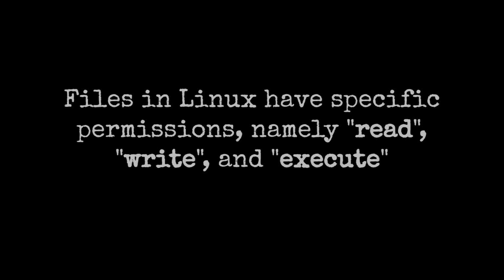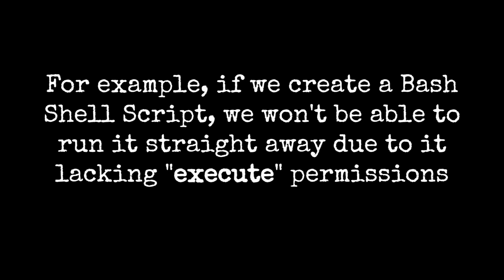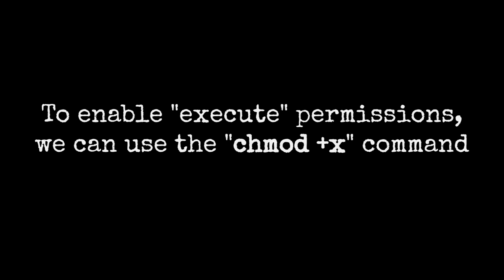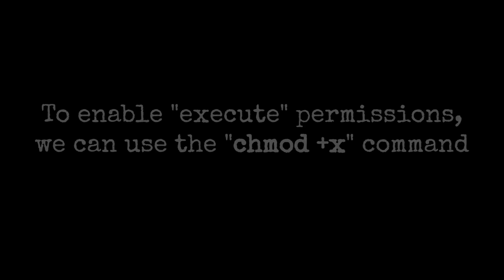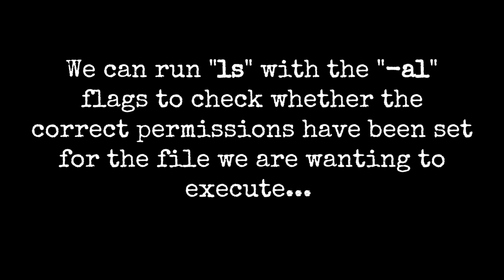Next, let's discuss file permissions. All files on Linux have different permissions, and these permissions tell the operating system what a user can and can't do with those files. The three main permissions are read, write, and execute. So for example, if a file has read permissions disabled, then you won't be able to read the contents of that file. Or if a script doesn't have execute permissions, then you won't be able to run that script.